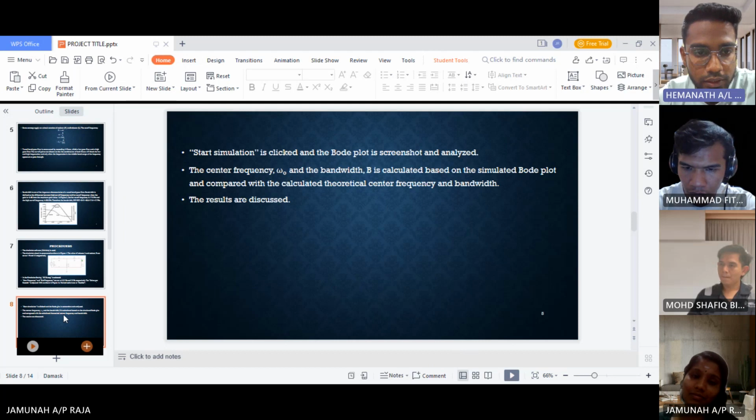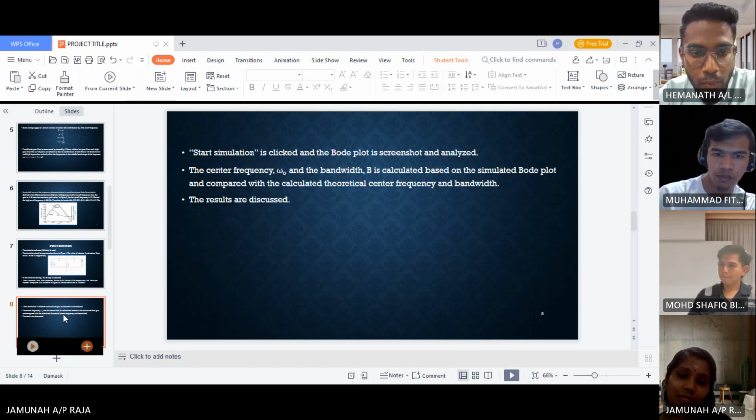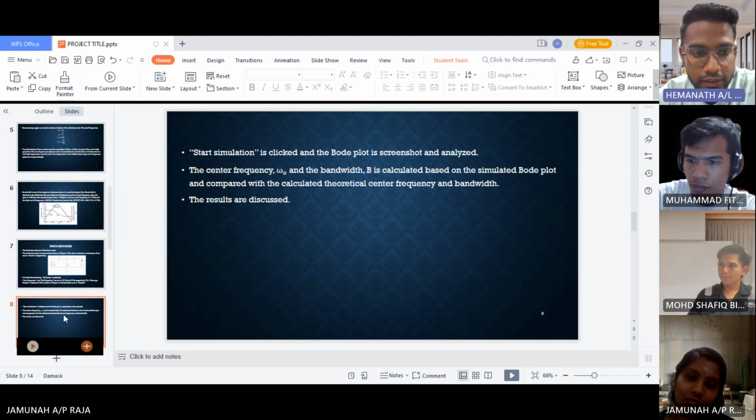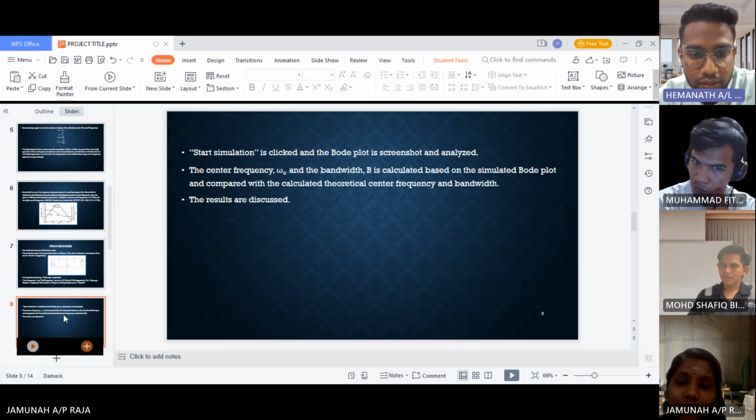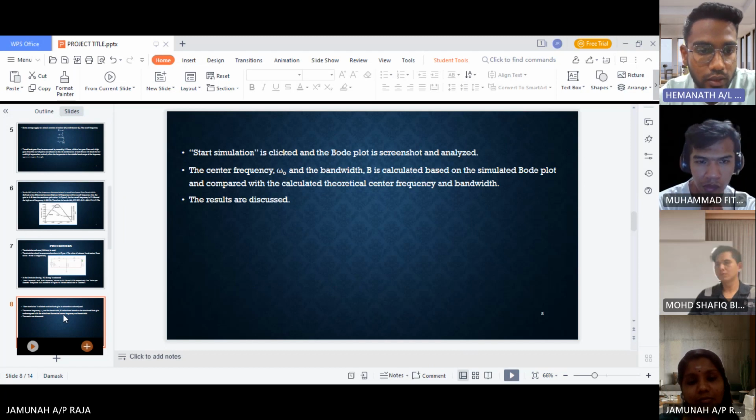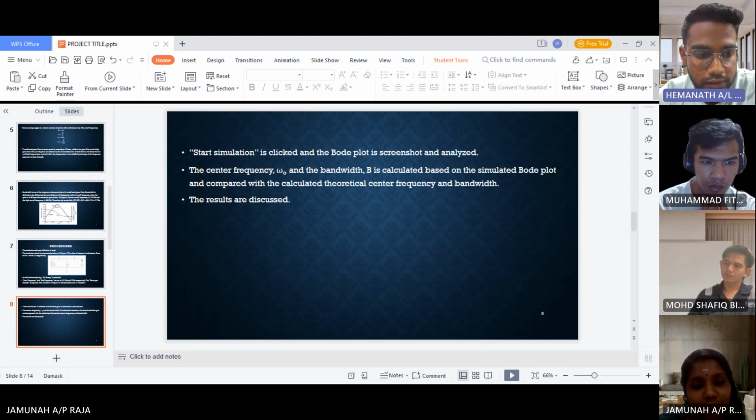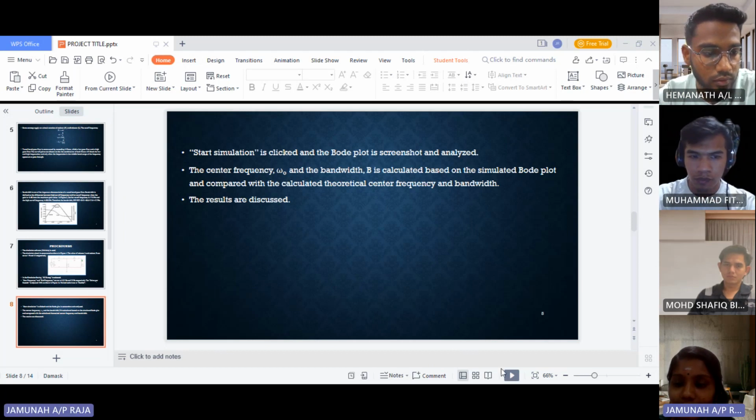Next, start simulation is clicked and the Bode plot is captured as a screenshot for analysis. The center frequency and the bandwidth B are calculated based on the simulated Bode plot and compared with the calculated theoretical center frequency and bandwidth. The last one, the results are discussed. Okay, that's all for procedures.